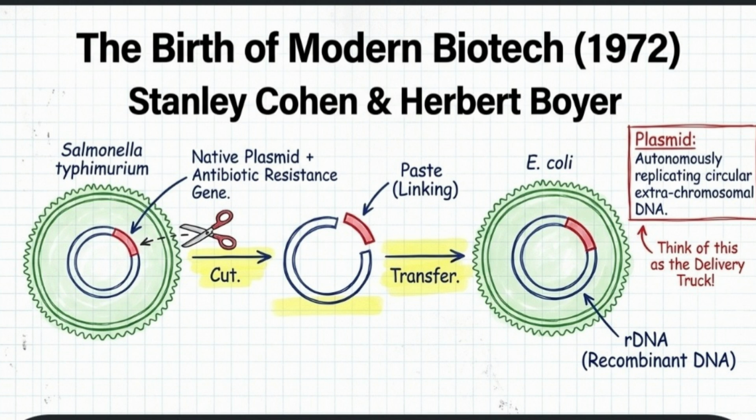First step, cut. Scissors. They used special enzymes to cut the plasmid DNA. Second step, paste or link. They inserted the desired gene into the plasmid. This created a new DNA molecule. Third step, transfer. The modified plasmid was transferred into another bacterium, E. coli. Now, this bacterium carried recombinant DNA, rDNA. And that was the beginning of genetic engineering in modern biotechnology.